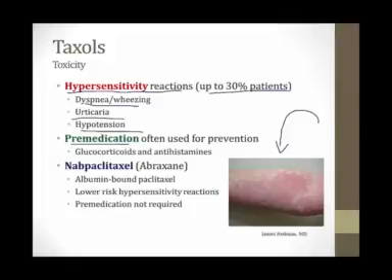For this reason, pre-medication is usually done to prevent hypersensitivity reaction. Patients are often given glucocorticoids or antihistamines in order to prevent allergic symptoms.